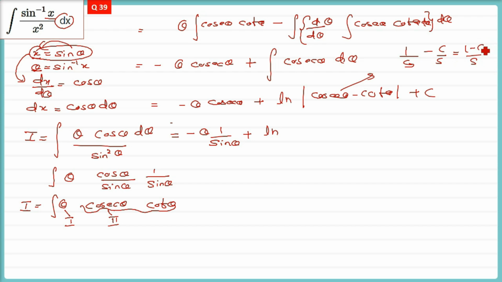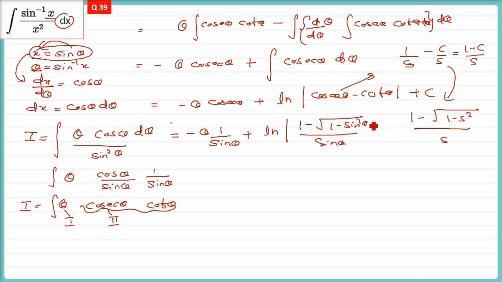Since sine theta was taken as x, cos theta has to be converted in terms of sine theta. So you can write cos theta as under root 1 minus sine square theta, and in the denominator you have sine theta. So let me write it in full: 1 minus under root 1 minus sine square theta, divided by sine theta, with a modulus and the constant of integration. So let's now replace theta with terms of x. Theta is sine inverse x, as already mentioned, so theta will be written as sine inverse x.